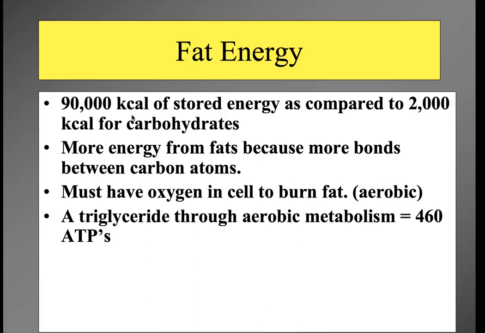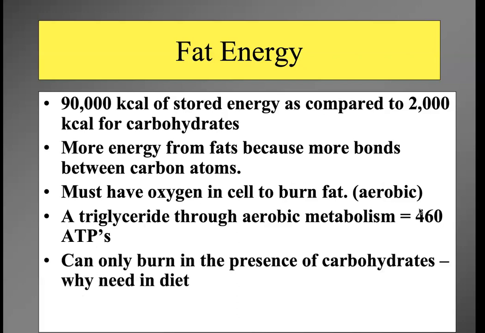So if a glucose goes through aerobic metabolism, you get 36 to 38 ATPs. A triglyceride, and this is an average because there are different triglycerides, gives you 460 ATPs. So again, a lot more bonds, a lot more energy can be produced by fat. But you've got to have oxygen and you've got to have glucose.